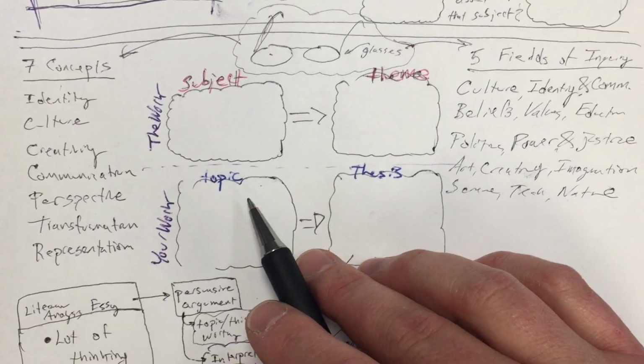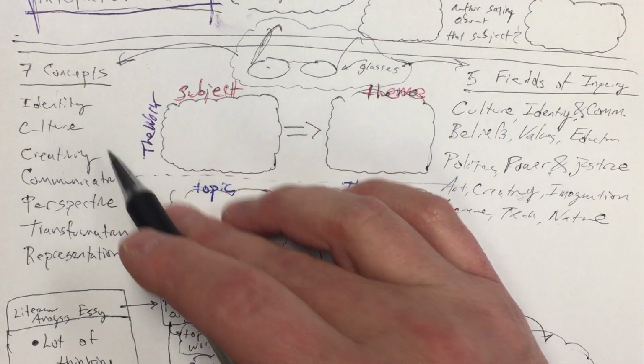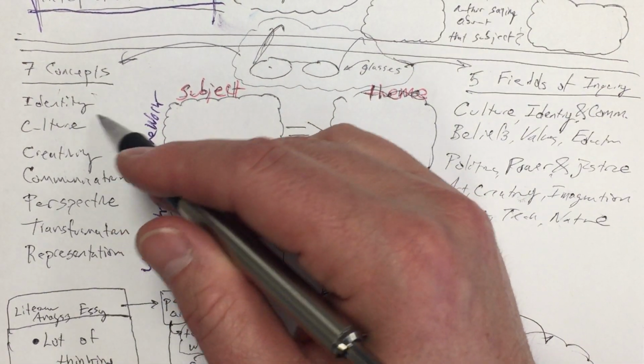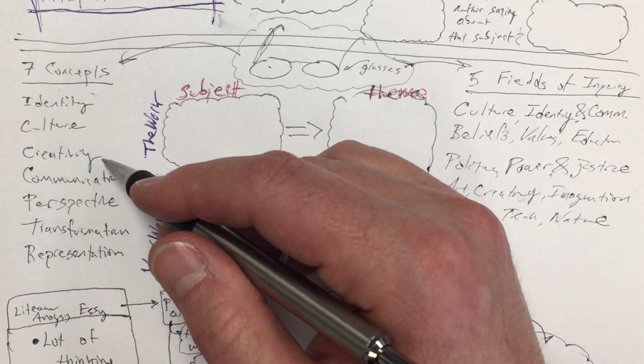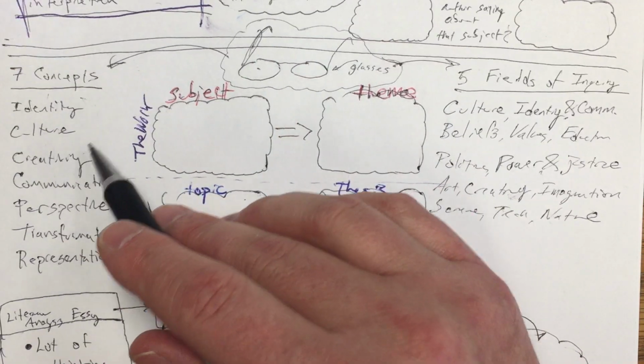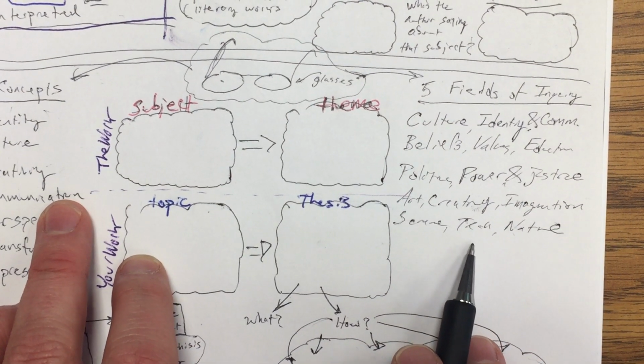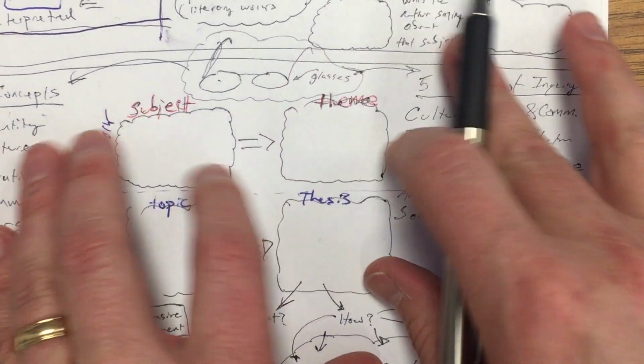Your topic might be creativity in the 20th century and technology. So you might combine two of these, and you could look at a story like The Veldt, and what does The Veldt have to do with technology and creativity? Or creativity is over here and technology is over here. So you can combine these in any way.